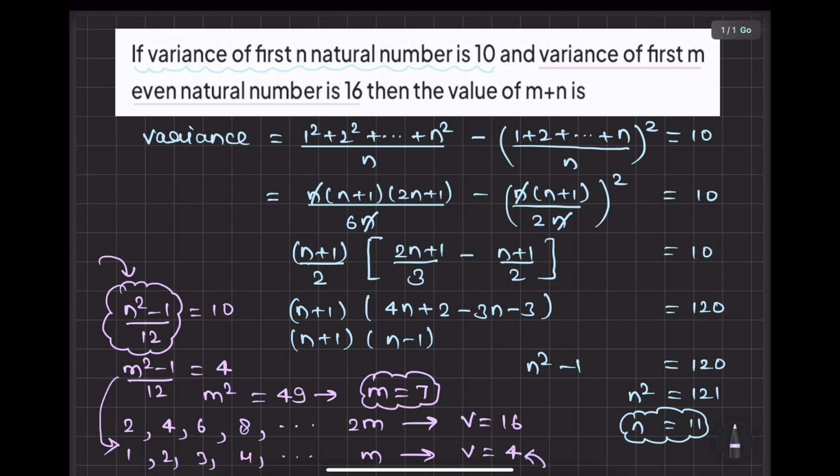Okay, so you can find out m plus n as 18. I hope the idea is clear and you guys can handle similar situations.